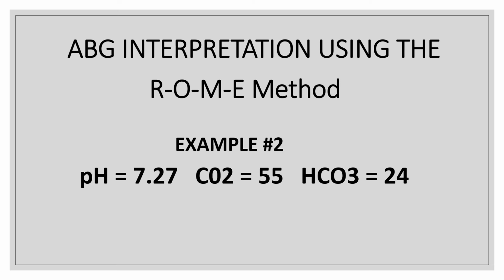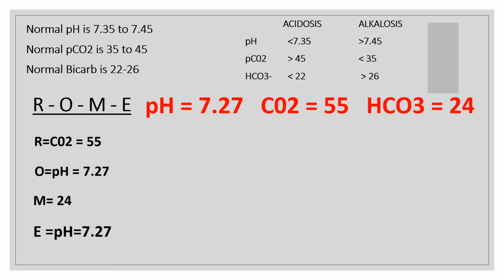So example 2, we have a pH of 7.27, a CO2 of 55, and an HCO3 or bicarb of 24. In this example, the pH is 7.27, which is less than 7.35, so that is acidic.